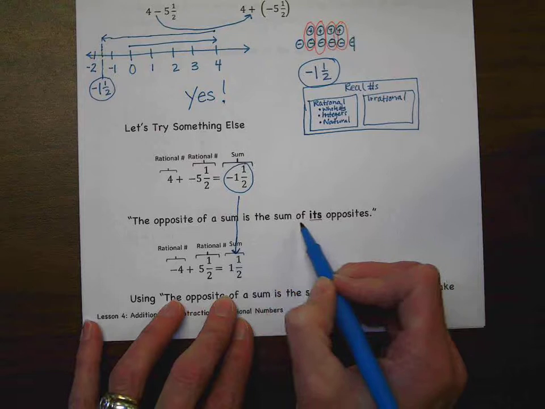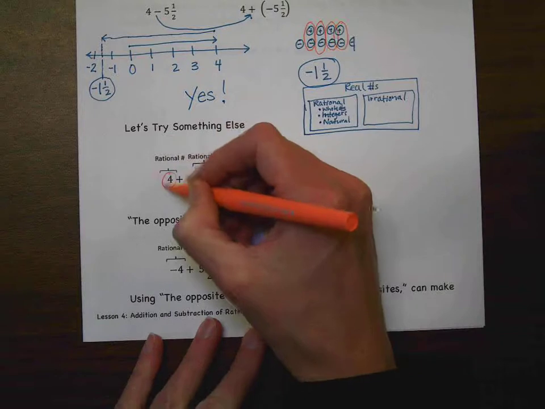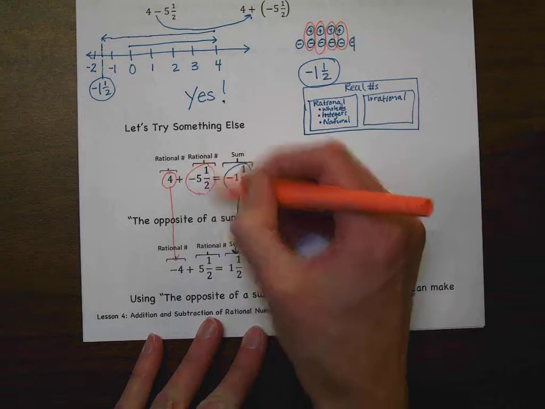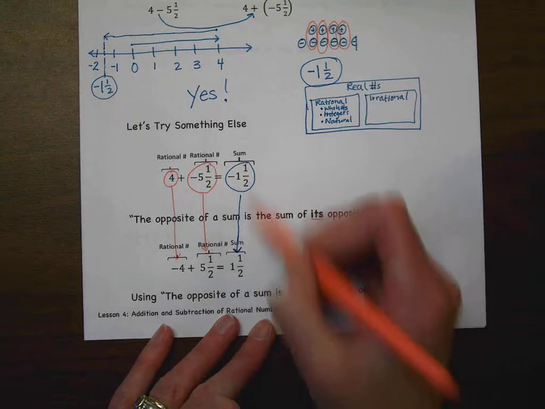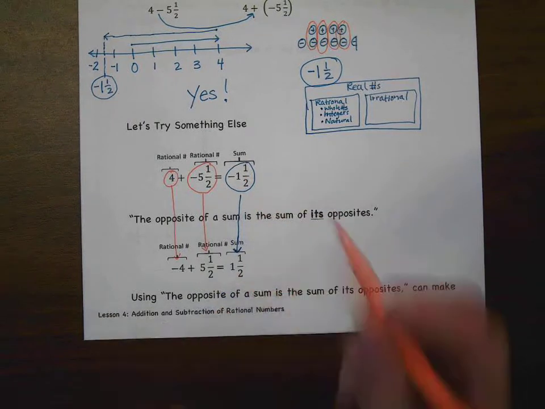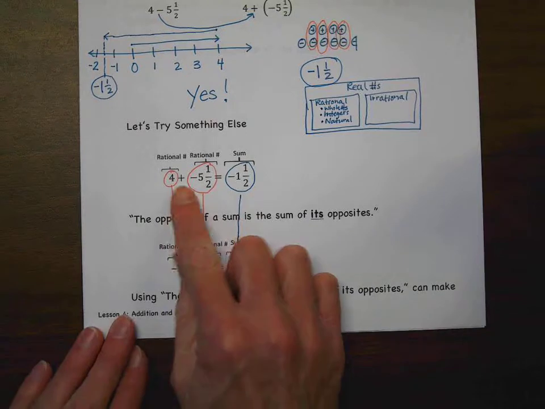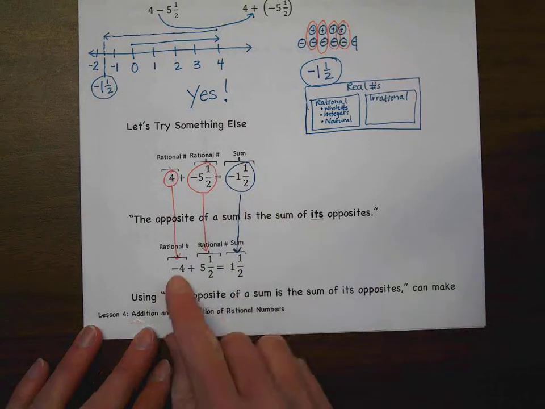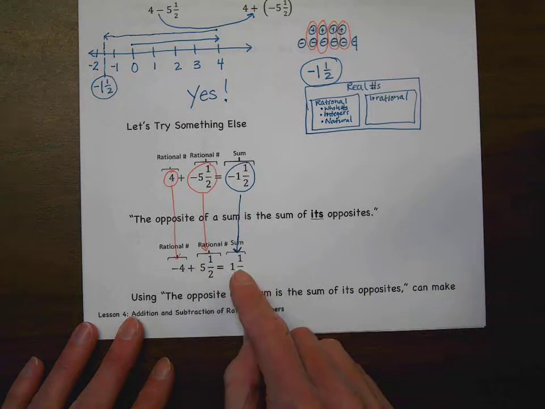The opposite of the sum is the sum of its opposites. Okay, so look what happened right here. This was a 4. What is the opposite of 4? Negative 4. This was a negative 5.5. What did this become? A positive 5.5. And the opposite of negative 1.5, the sum, is a positive 1.5. Okay, so it's kind of interesting. If you take everything's opposite, then it will still be a true math sentence, basically. So if we have 4 plus a negative 5.5, the answer that we get will be a negative 1.5. But if we have a negative 4 plus 5.5, then the answer will be a positive 1.5.